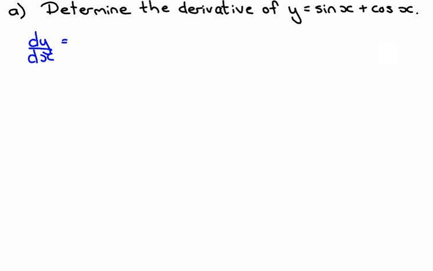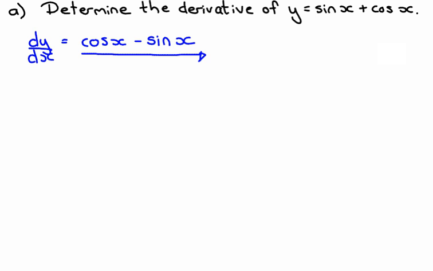Now my first term is sine x, and we know from our table that the derivative of sine x is cos x. So we write that down. And then we also know that the derivative of cos x is negative sine x. So it's cos x minus sine x. That's our derivative.